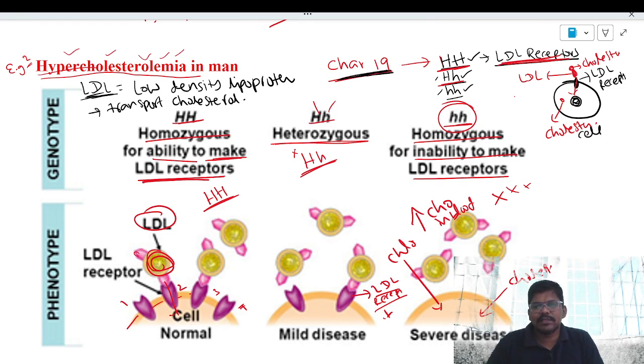It is also one example for incomplete dominance. Why? Because in heterozygous condition, the dominant allele cannot completely express its phenotypic character.